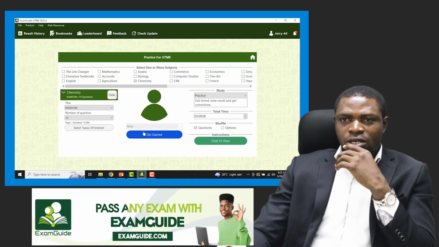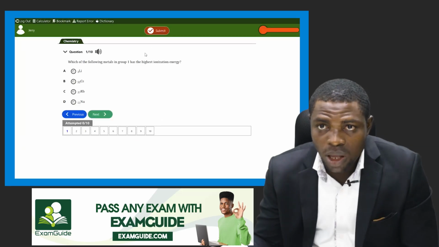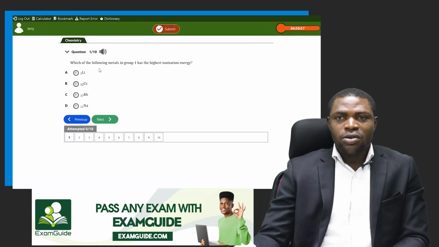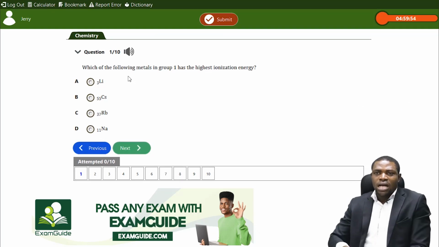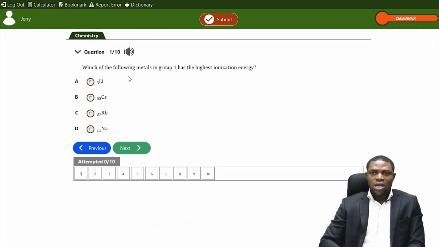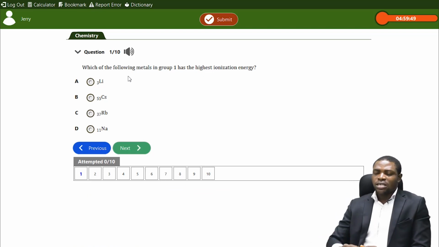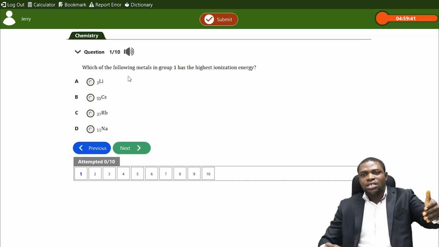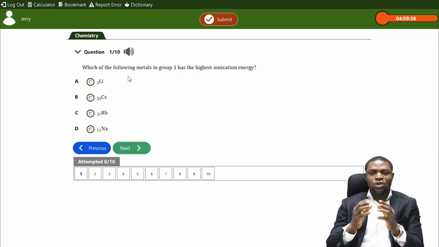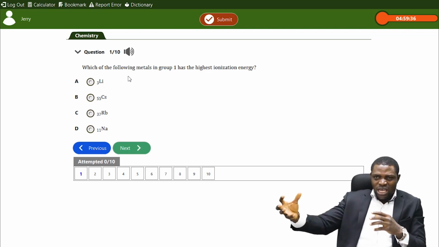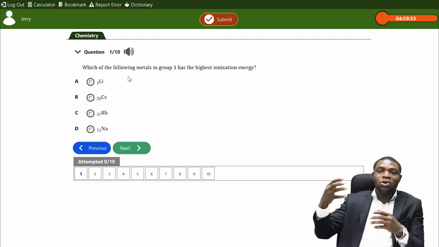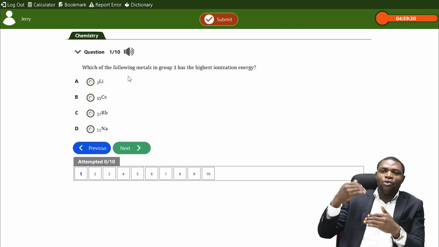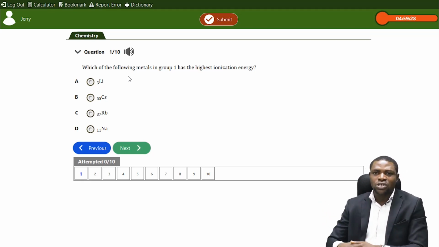Now, the first question says, which of the following metals in group 1 has the highest ionization energy? When you look at the arrangement of the elements in the periodic table, you see, ionization energy is the ability of an atom to give away the outermost electron in order for such an element to participate in chemical combination. Now, we have on the list A, lithium.